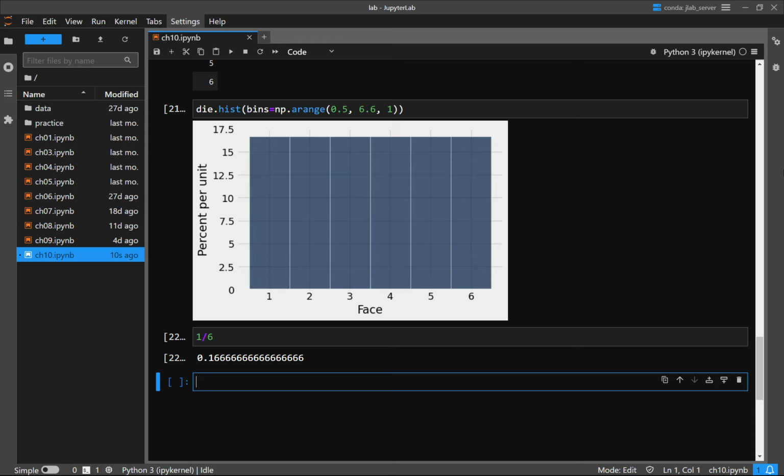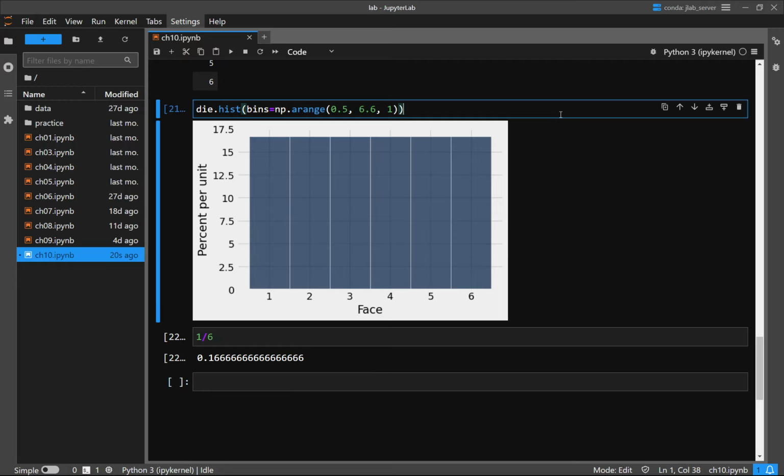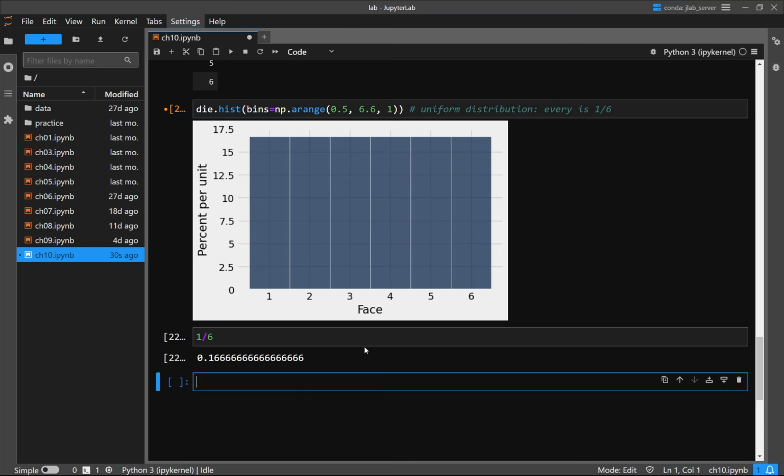Any questions about that? Because that's key to understand how to read these. That's the distribution. This is called a uniform distribution, where everybody has the same value. Everybody in this case is 1/6. All right, so that is our distribution for a perfectly random die.